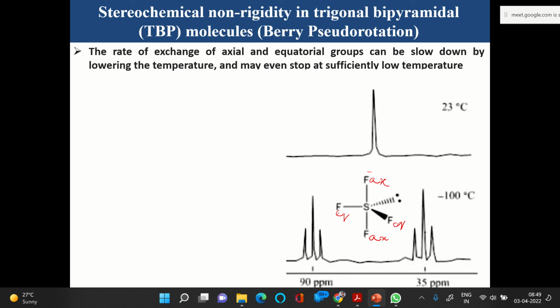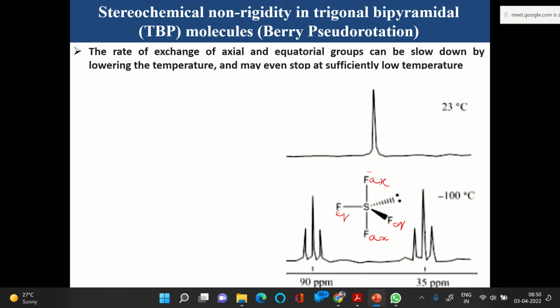There's one more difference that you can see here. You are getting a singlet. In PF5 you were getting a doublet, right? The difference being that here the central atom, sulfur, is magnetically inactive. The normal isotope that we have, sulfur-32, 32S, is not magnetically active. So you have no interaction with the nucleus of the central atom.